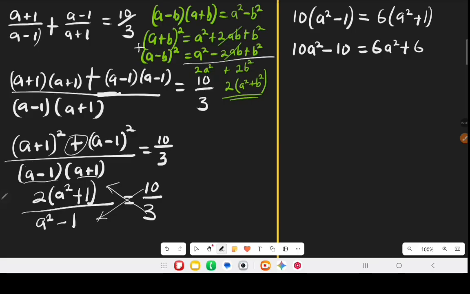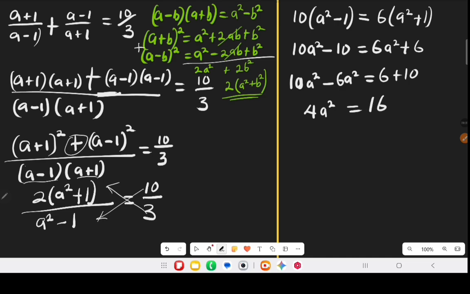Now we collect the like terms. Collecting like terms meaning number to one side and the one with alphabet to one side. We retain 10a squared, plus 6a squared, crossing sign of equality, it will change to minus 6a squared equal to, we retain 6, which is 6, minus 10 crosses sign of equality to make 6, we change to plus 10. Then 10a squared minus 6a squared will give us 4a squared equal to 16.